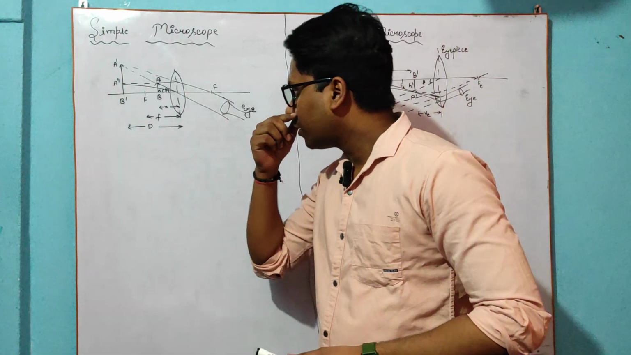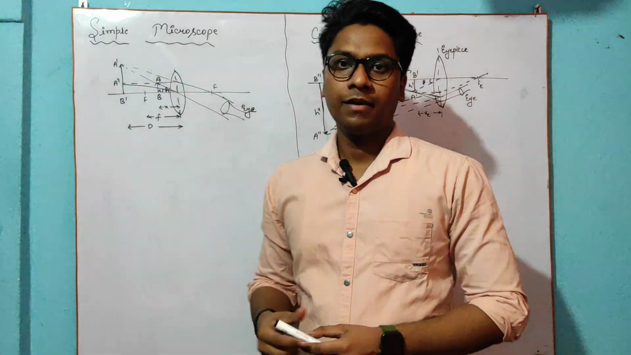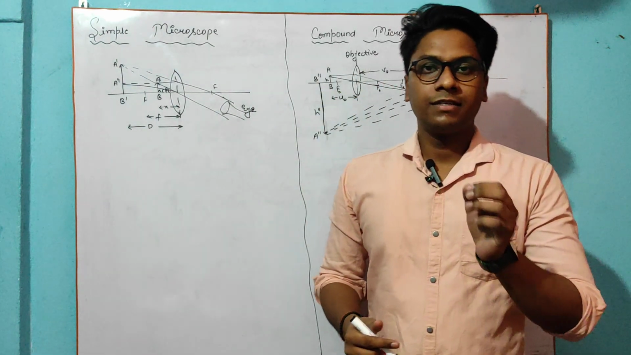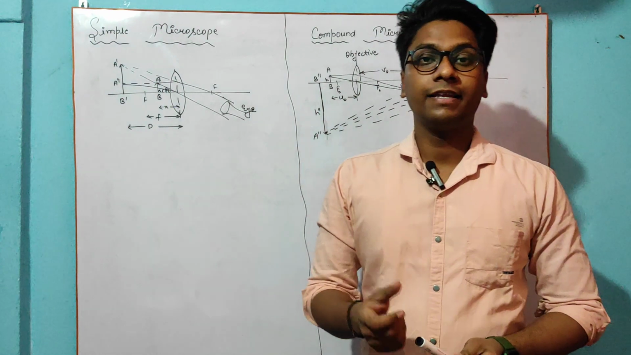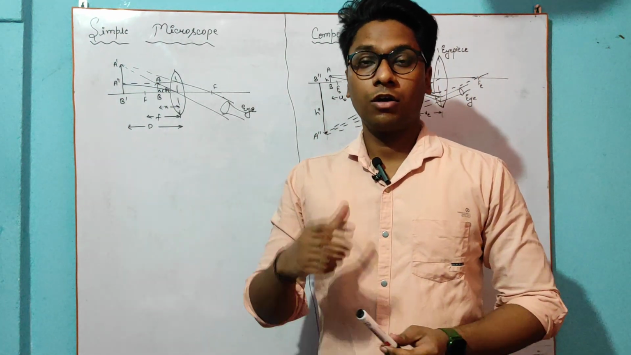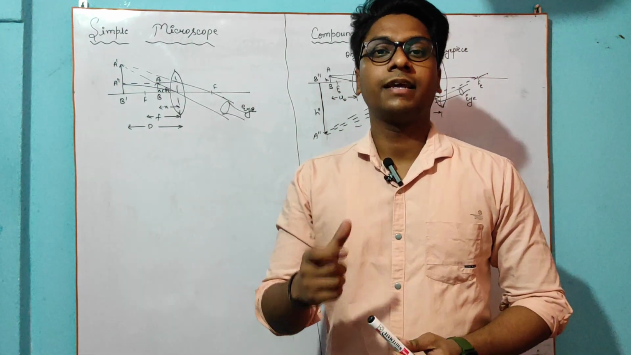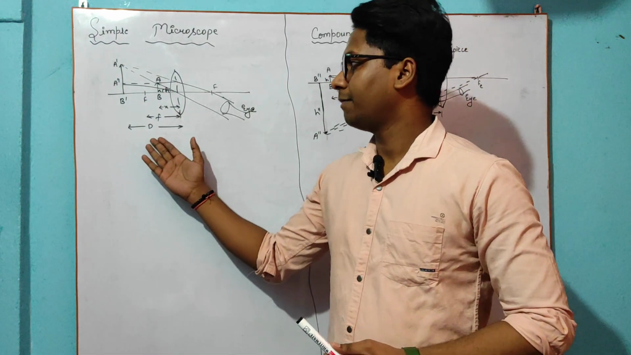Now here a term arises which is called D. This D is called the least distance of distinct vision, which is defined as the minimum distance at which a normal human eye can see an object clearly. It is about 25 centimeter.